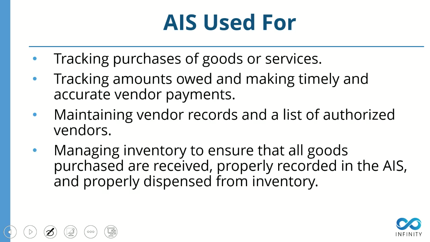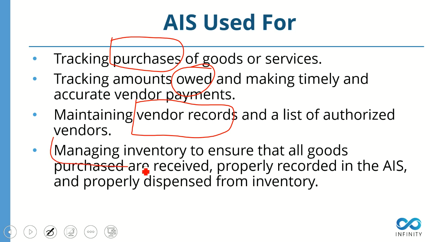And why do we have to use AIS for this? We have to track purchases: how many items or what we are purchasing every month or every year, and how much money we have to pay to the vendors. You have to maintain the vendor records, all the information about the vendors and a list of authorized vendors, their telephone number, their contact person, what items they deal with, all that information. And also managing inventory to ensure that all goods purchased are received.